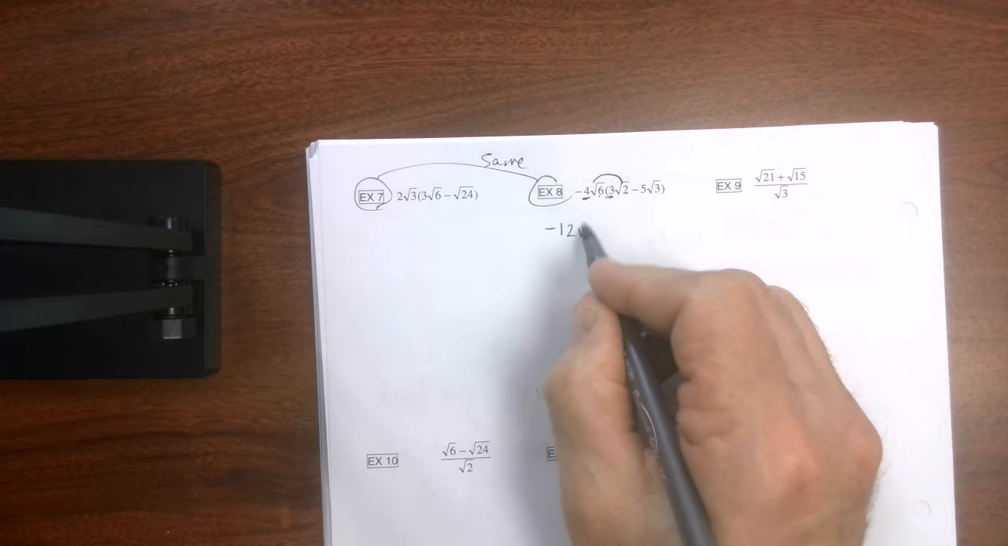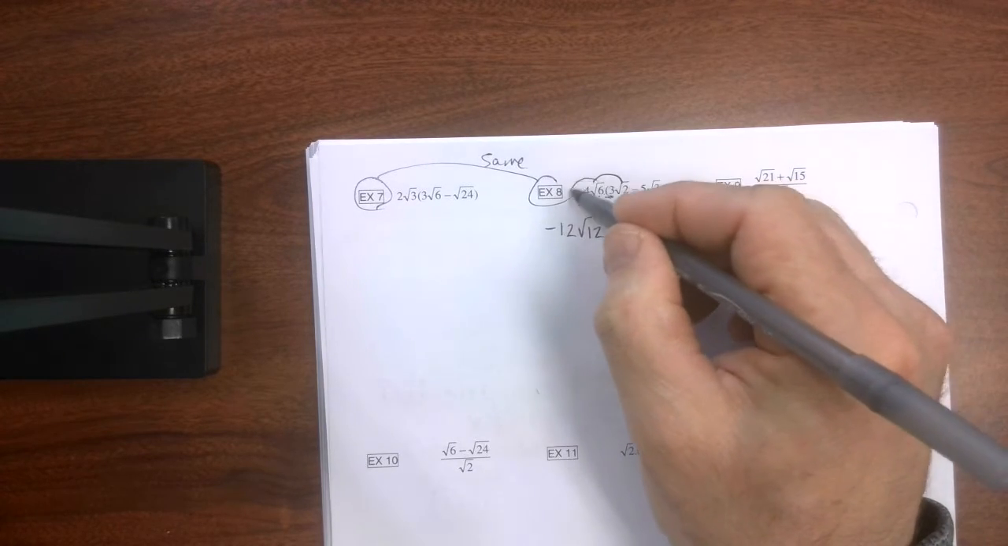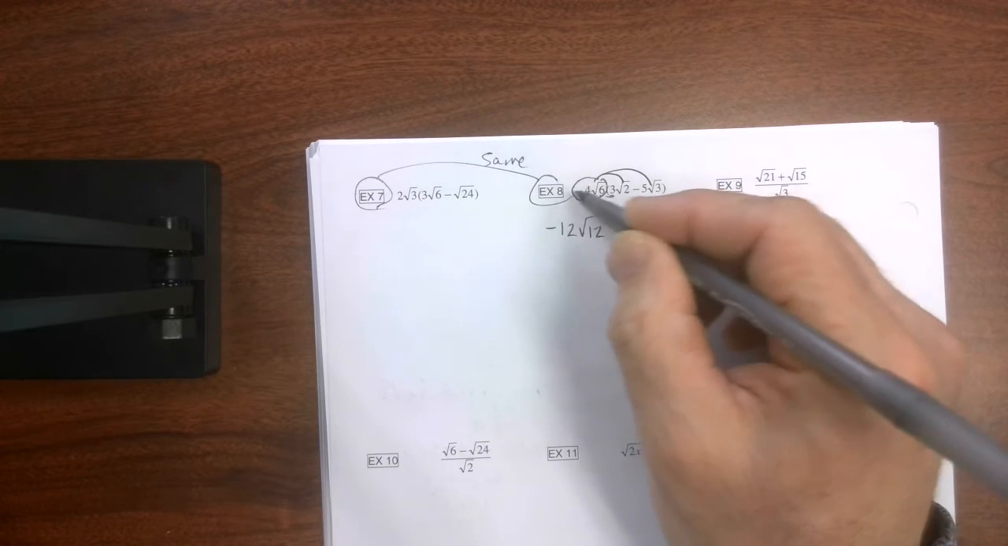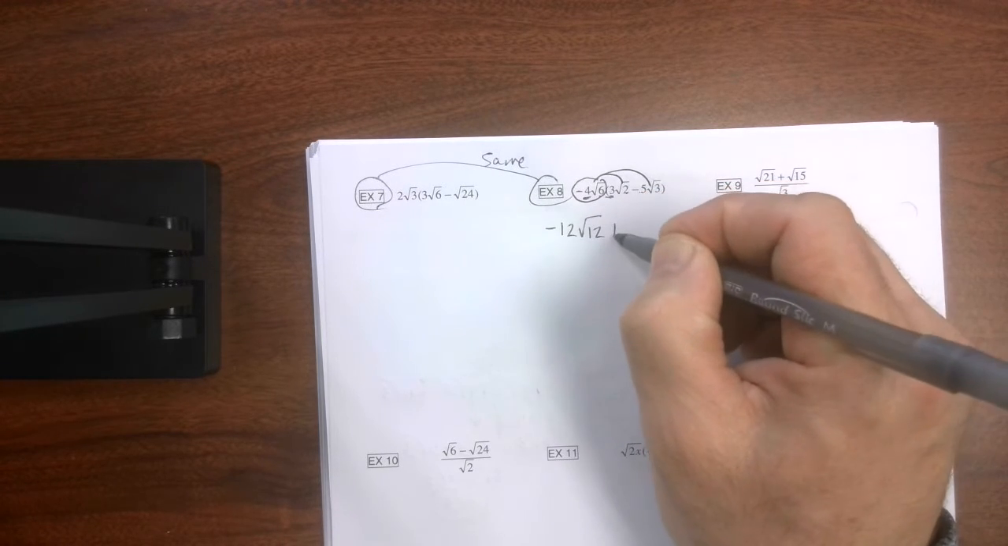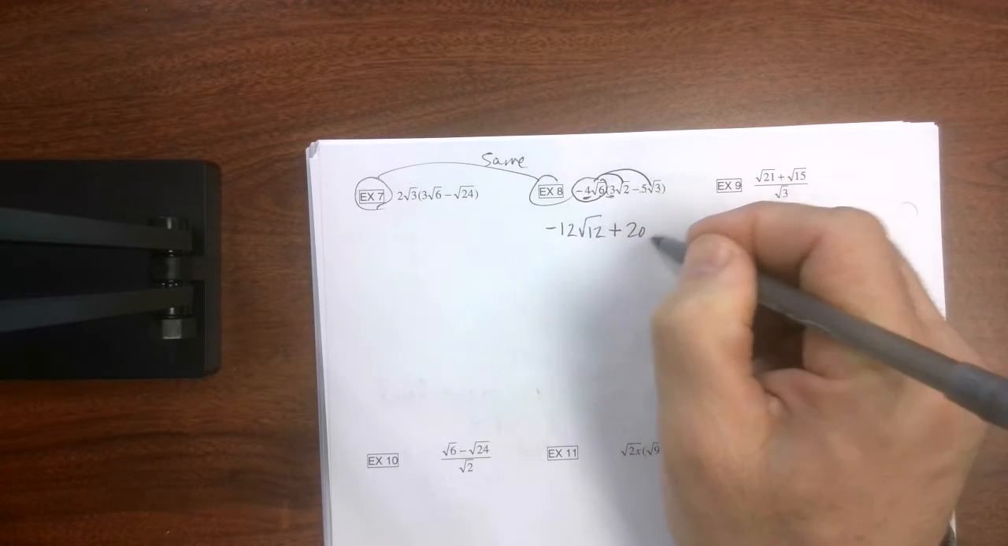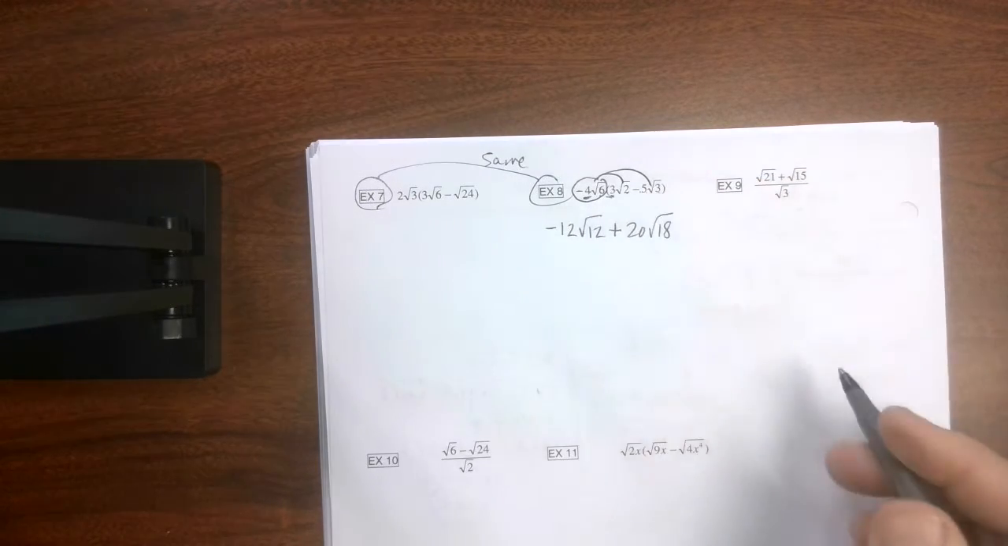Water, water. And then I got to take this negative 4 square root of 6 and multiply it by this negative 5 square root of 3. So first of all, a negative times a negative is positive. 4 times 5 is 20. 6 times 3 is 18. You see, these aren't too bad.